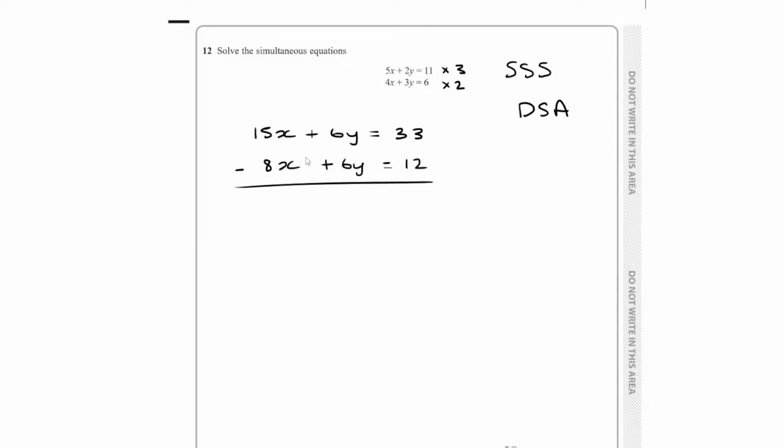So 15 minus 8 is 7x. The whole point is that in this case the y's cancel, and then 33 minus 12 is 21. Now you've got an equation with just x. Okay? Or you might have an equation with just y if you decided to get rid of the x's. As long as you've got an equation with just one of the letters, that's the whole point, isn't it?